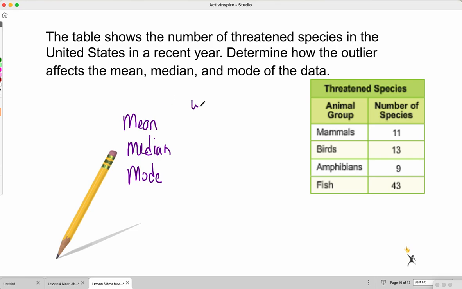All right, now let's say with and without. So let's see. Together, it has 76 divided by 4. So it has a 19 number of species as the mean here. Without that 43, the mean is 11. The median, we've already kind of figured this out in a previous problem, we said was 12. The median without that would be 11. The mode, well, there wasn't a mode either time. So it has no real effect on the mode. Extreme values have no effect on the mode is what we're looking at.